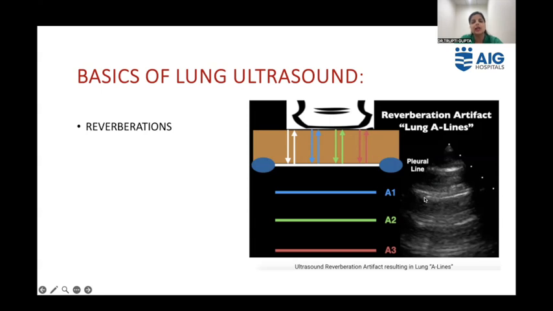This is because the ultrasound machine will assume that there is another structure at the equidistant from the previous structure, which is in the deeper depth, and that will give another image. Like this, only A1, A2, and A3 are formed. This is the basis for why we get A lines in the normal lung.